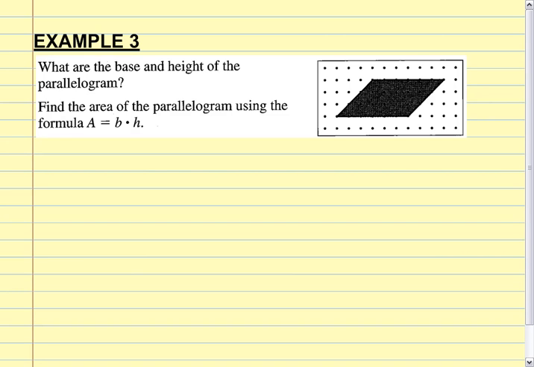Gray, for a bit. Example 3 says, what are the base and height of the parallelogram? Okay, that's something to think about. Then it says, find the area of the parallelogram using the formula area equals base times height. First of all, are those dots centimeters? It doesn't give us a unit, so we're just going to say a unit.